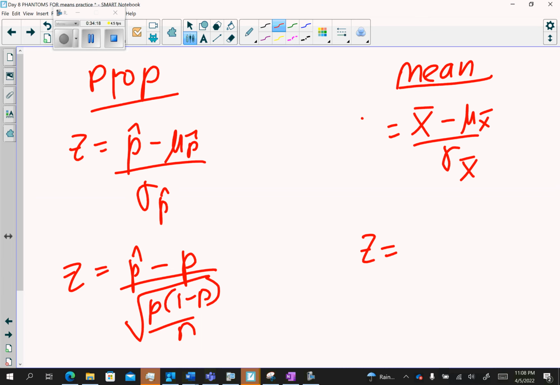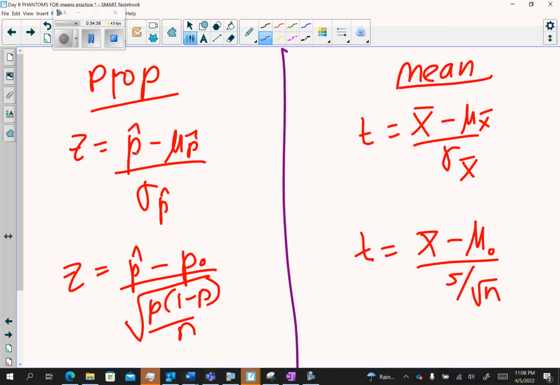So then it's going to be x bar minus the mean, mu, that you're assuming in the null, and this is a p sub 0 in the null for proportions, and then it's going to be s over radical n. So it's the same kind of pattern here. It's just you're using p hat for your statistic, and here you're using x bar for your statistic. Here you're using mu for your parameter, and here you're using p for your parameter, vice versa. And then here's your standard error of your p hat, and here's your standard error of your mean. Ran out of room, but anyway, you get the idea.